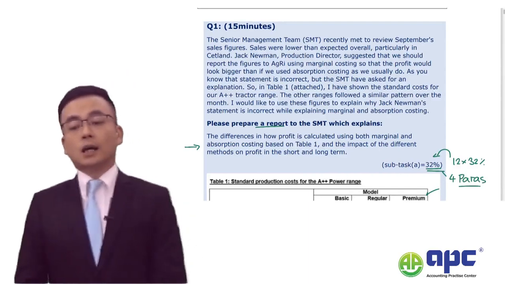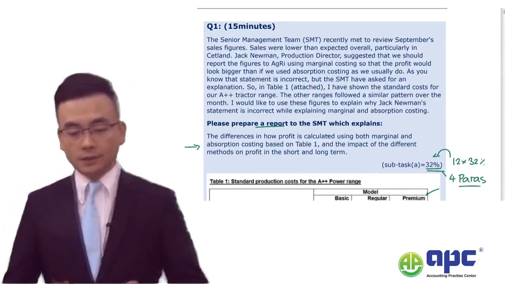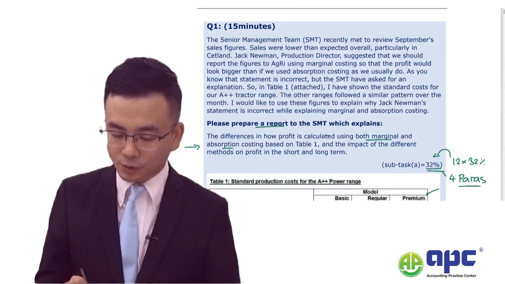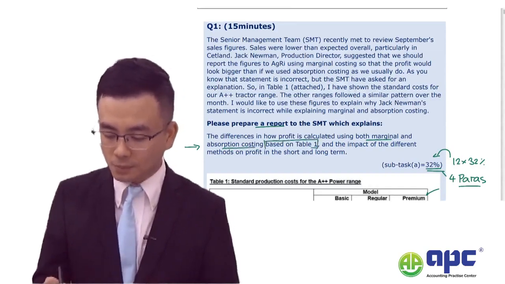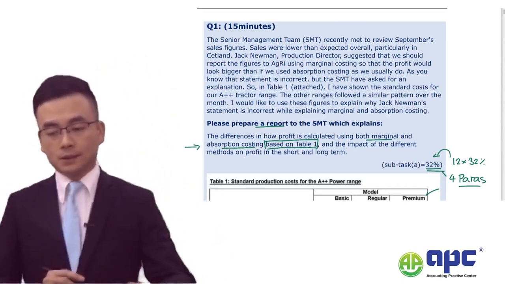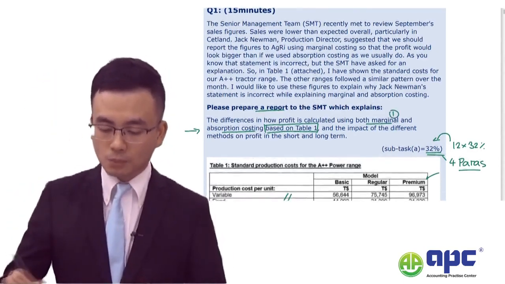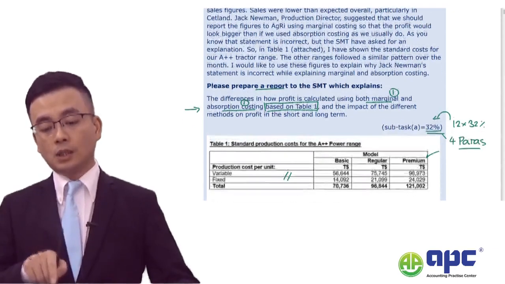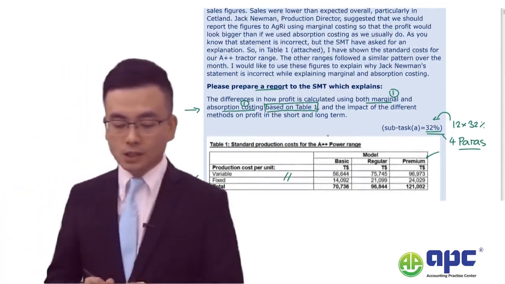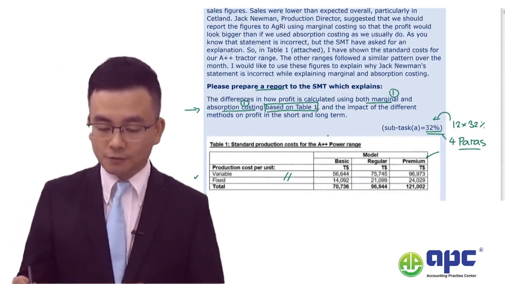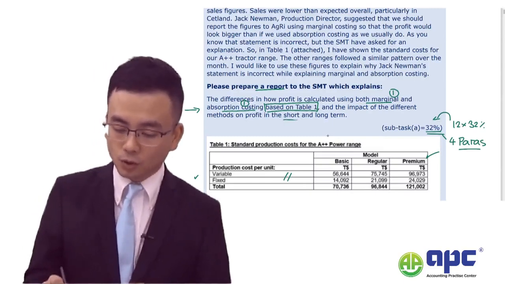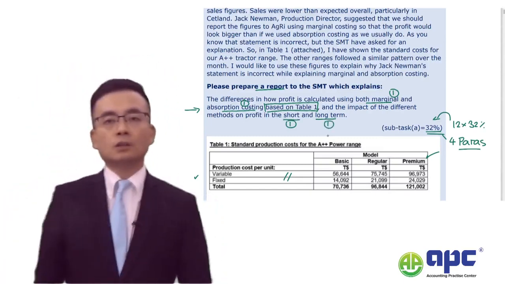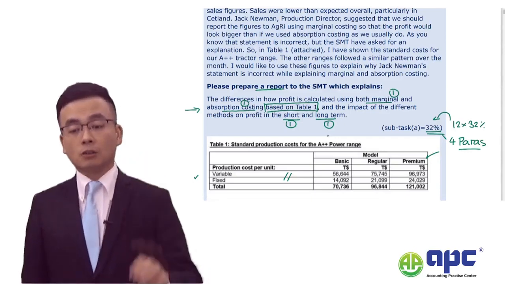Okay, now we need to explain the difference in how profit is calculated in both marginal and absorption costing, based on table 1. Okay, so this means that I know that marginal costing, one paragraph, absorption costing, one paragraph. But I need to tailor to the table 1 calculation. So at the same time, the impact of different methods on the profit in the short and long term, one paragraph in there. So this means that I would like to write 4 paragraphs, okay?